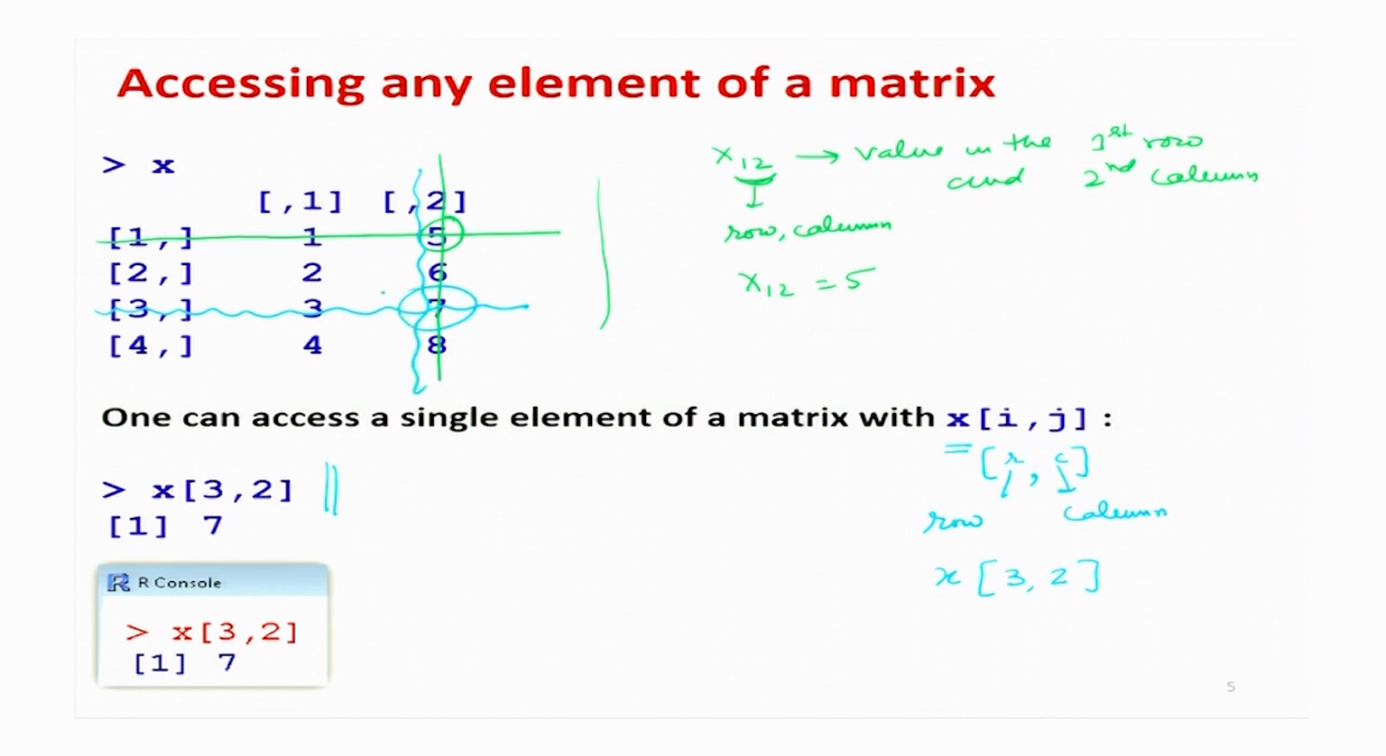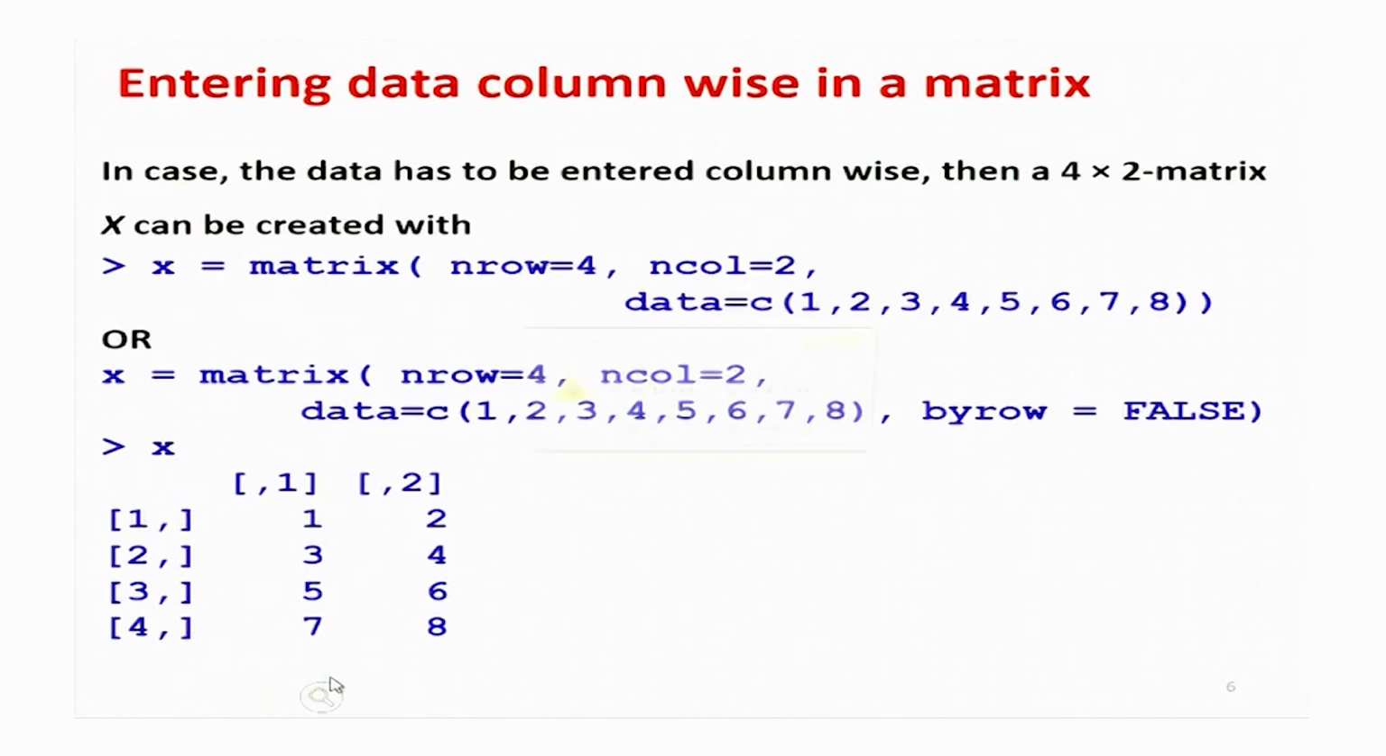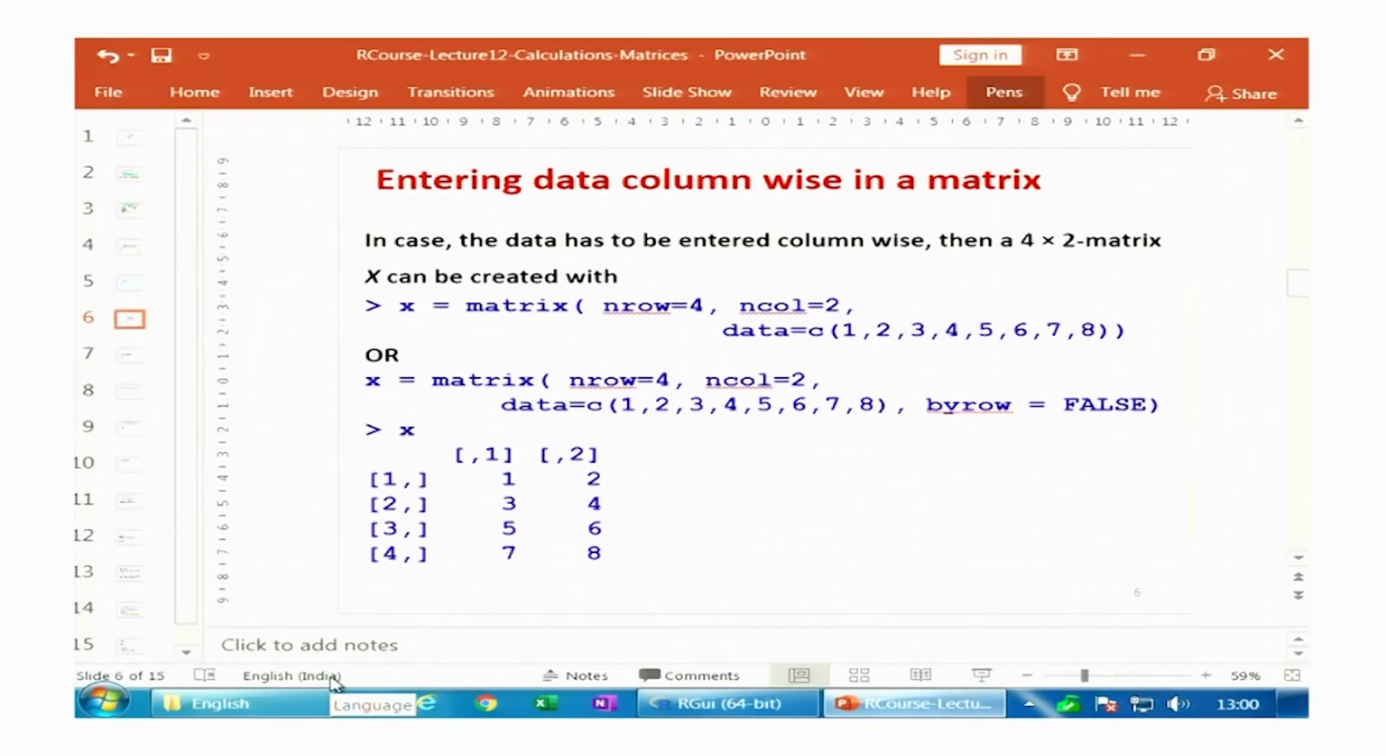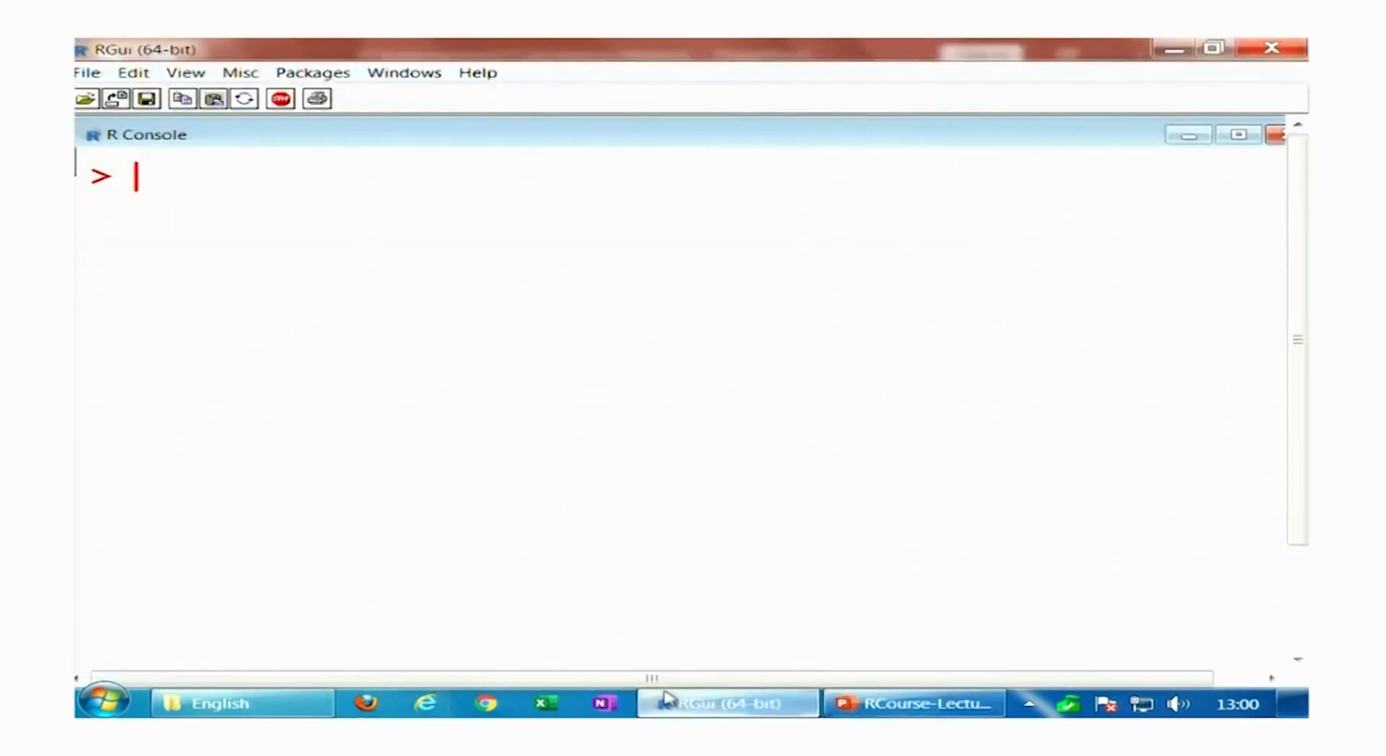As soon as you write x 3 2, the 3 and 2 are separated by a comma and written within the square brackets. This value will come out as 7, and this 7 is actually this 7 here. If you try to execute it on the R console also, there will not be any problem.